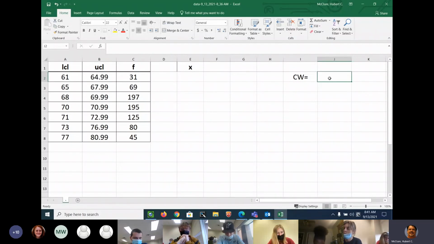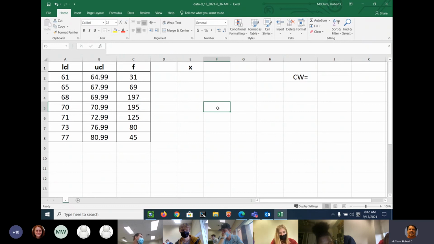65 is a lower class, and 61, 68, and 65. This is not right. 70, you cannot have a class width changing. 61 minus 65 is what? 4. 70 minus 68 is what? 2. You can't do this problem. What's 73 from 77? 4. This problem is not right. This problem cannot be done.